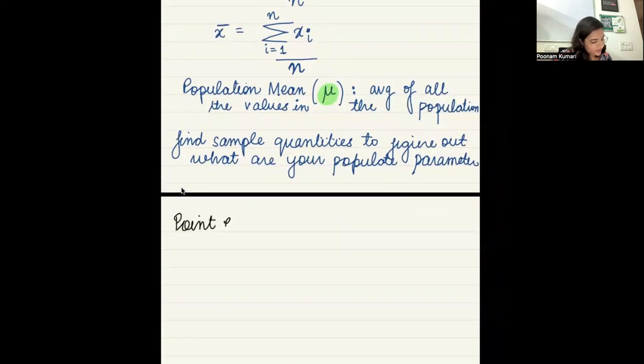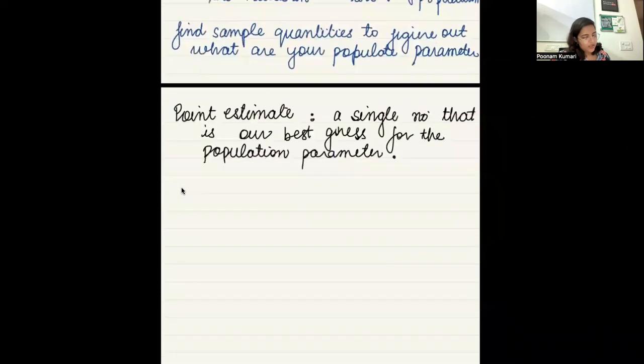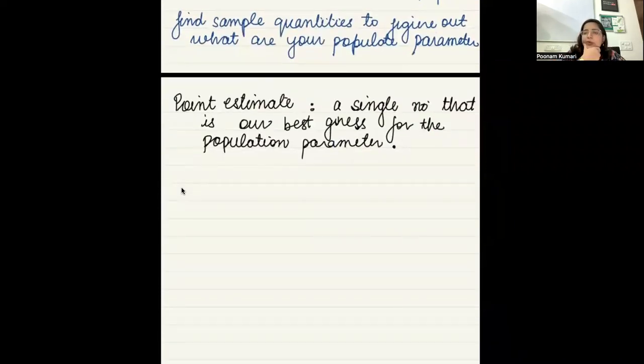So we basically try to calculate point estimates. What is a point estimate? It is a single number that is our best guess for the population parameters. So if we want to calculate the population mean, our best guess would be using the sample mean, right? What could be the problems with the sample mean?